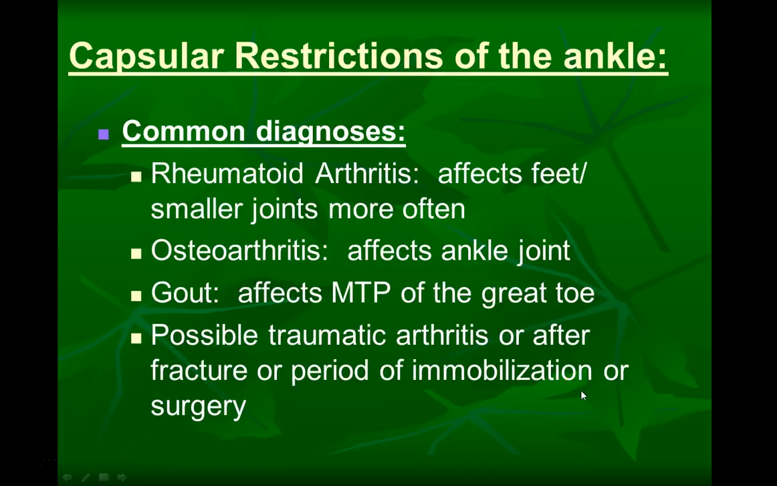Okay, let's talk about capsular restrictions of the ankle. The ankle is susceptible to rheumatoid arthritis and to osteoarthritis. With rheumatoid arthritis, it usually affects the feet and the smaller joints more often. Osteoarthritis tends to affect the actual ankle joint complex. When you have patients with gout, that is a form of arthritis, it affects primarily the metatarsophalangeal joint of the great toe. And then you may have people that get arthritis primarily after a period of immobilization, or especially years later. They had a fracture many years ago and they begin to develop arthritis in that ankle.